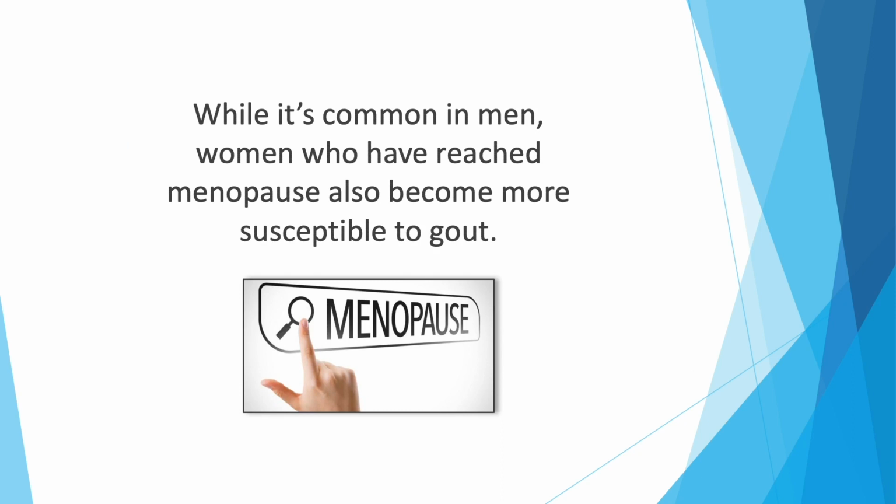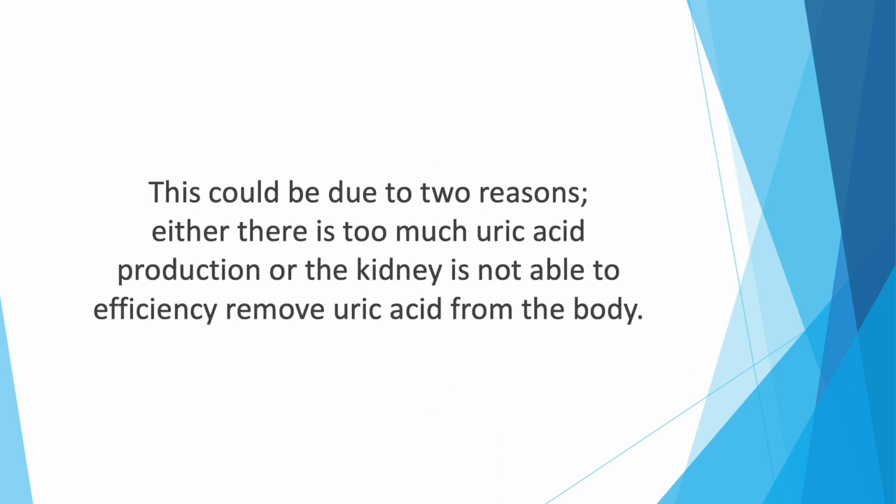The cause of this joint problem is the deposition of uric acid in the bloodstream. This could be due to two reasons. Either there is too much uric acid production, or the kidney is not able to efficiently remove uric acid from the body. Inflammation resulting from excess of uric acid crystals in the blood is the prime cause of this problem.